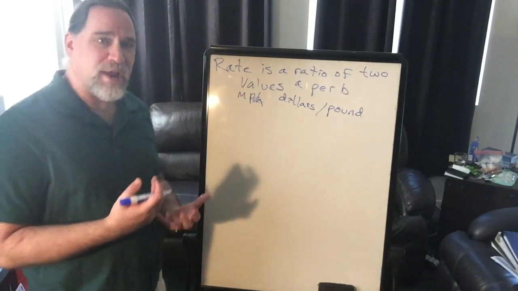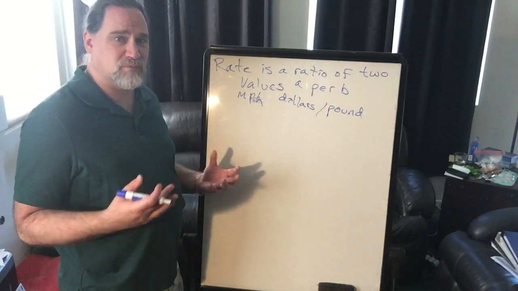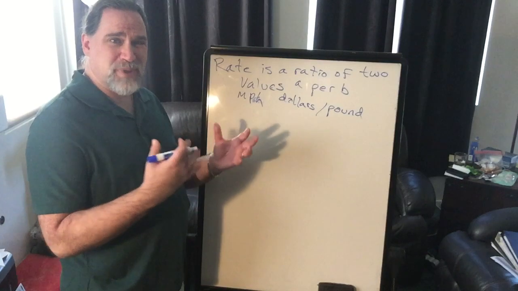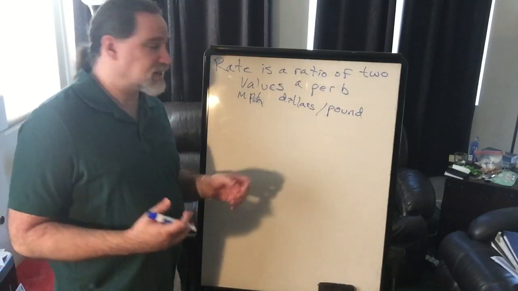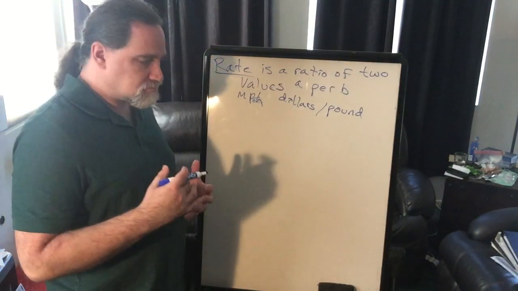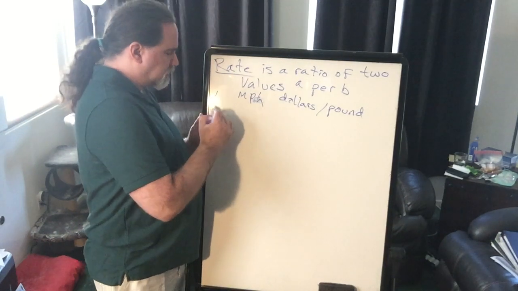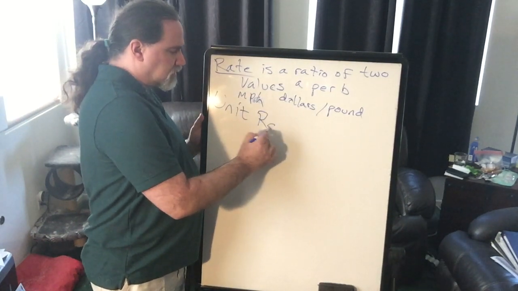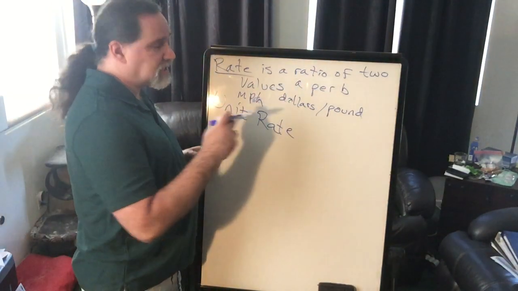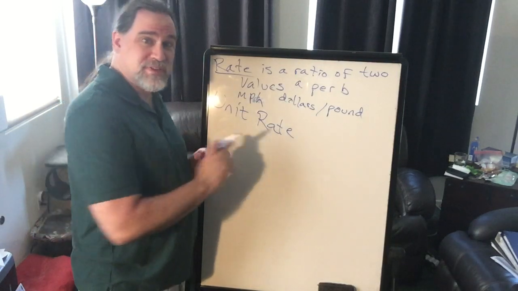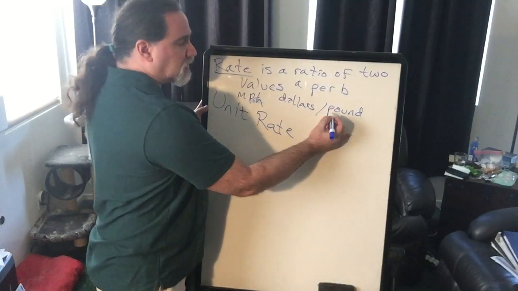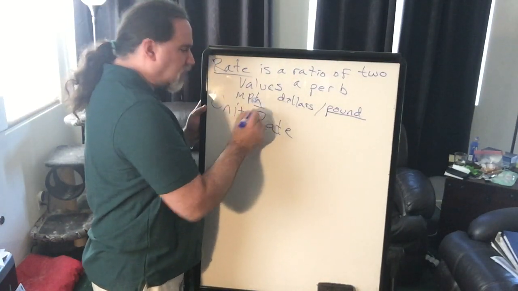So when we're talking about rates, we're talking about two things that are not related in their type, but we can give them both a numeric value, and we're comparing those two numeric values together, and together they form a rate. Now a unit rate basically says specifically that the second value is one. So dollars per single pound, miles per 1 hour.